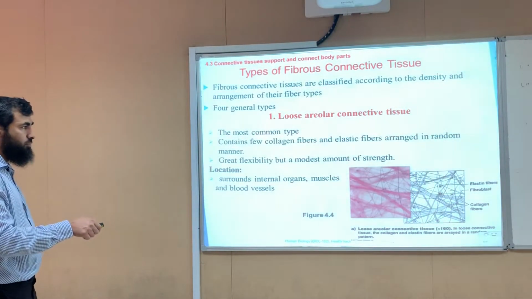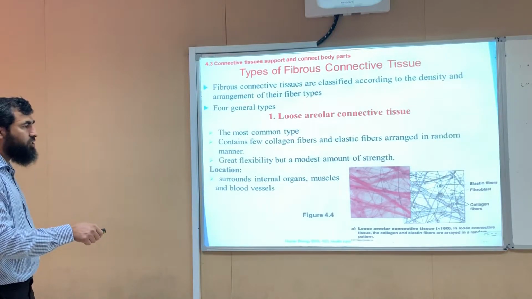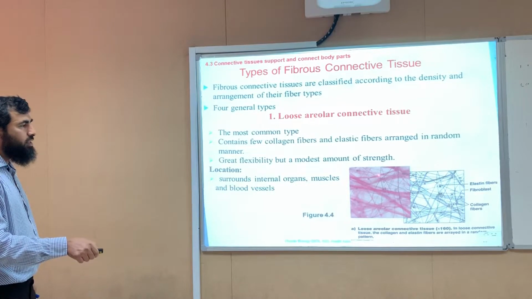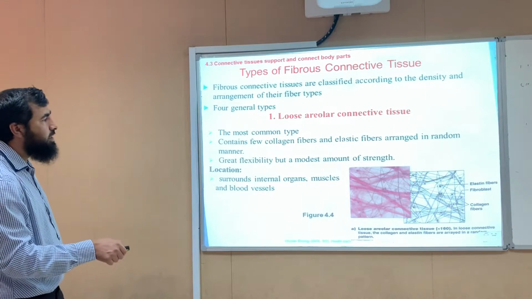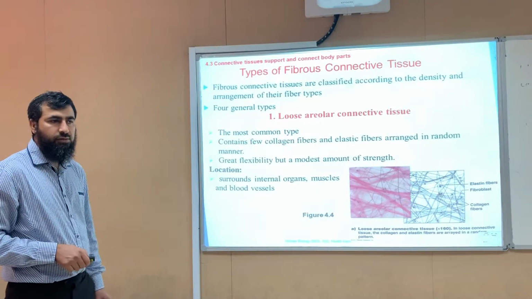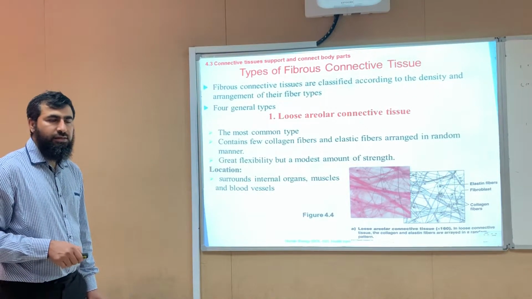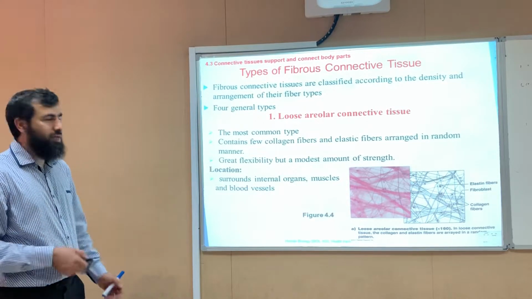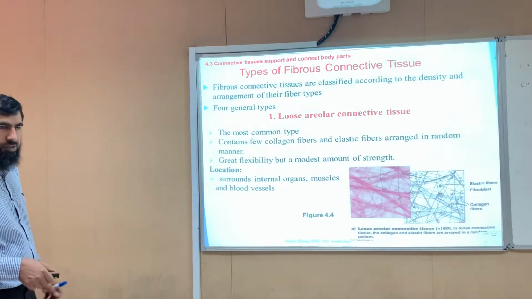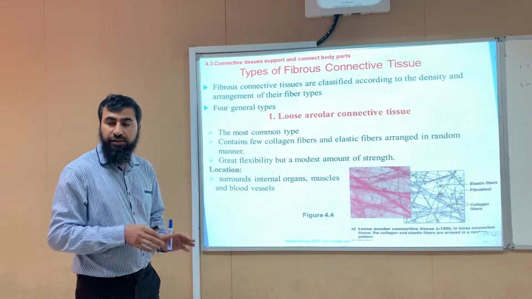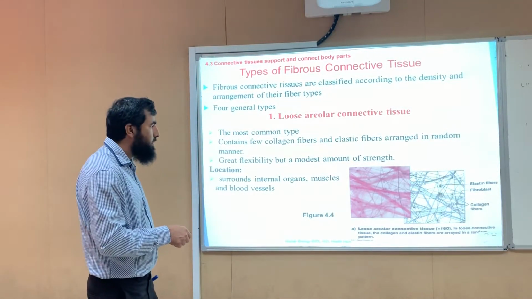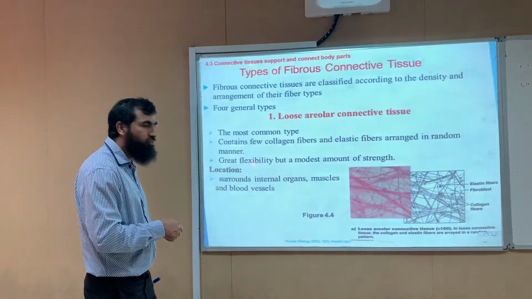And you find this is the most common type. It's made up of collagen fibers. You see the collagen fibers, the pink ones. And then you see these darker ones. These are the elastic fibers, okay? Which protein makes elastic fibers? Elastin protein. Elastin, okay? So this has more flexibility, but a modest amount of strength. They're not as strong as dense connective tissue. So they have some strength, but more flexibility.